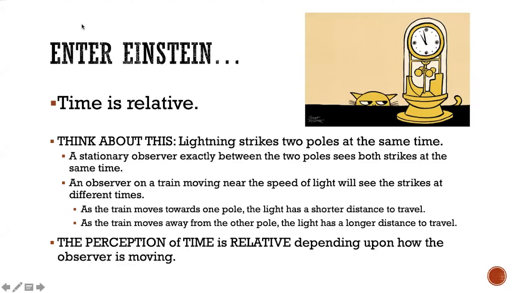simultaneity is not an absolute. Two events can occur at the exact same time for one observer, but be perceived differently in time by another observer. Thus, the perception of time is relative depending upon how the observer is moving.